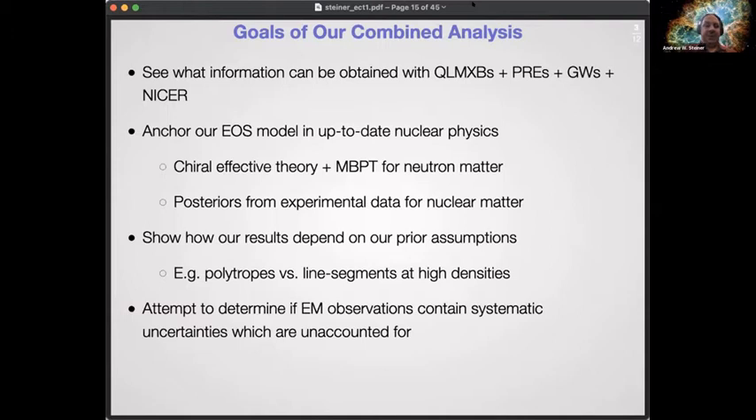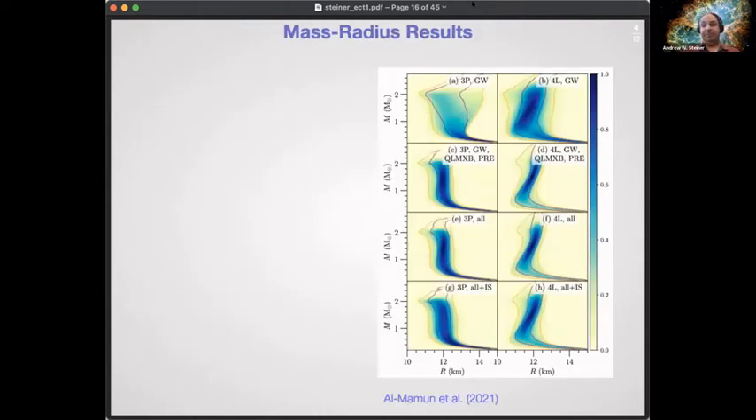And then we want to also attempt to determine if the electromagnetic observations contain some sort of systematic uncertainties which are unaccounted for. And the way we do this is by simply asking the question, well, look, let's do some multi-messenger astronomy, let's compare this with the gravitational wave observations and see if those agree.